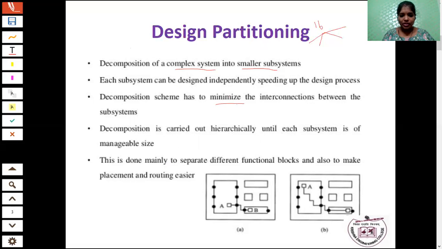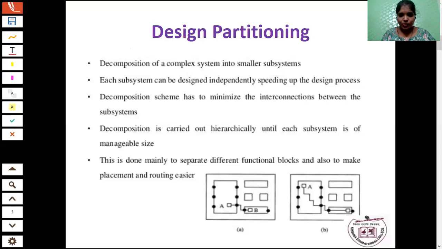Design partitioning is carried out hierarchically, like a top to bottom structure. In this manner, we divide the complex system into smaller subsystems until each smaller subsystem is of manageable size. So the decomposition is carried out hierarchically until each smaller subsystem is of manageable size. The main advantage is that we can separate different functional blocks, and it is very easy for placement as well as routing. So these are the advantages of design partitioning.